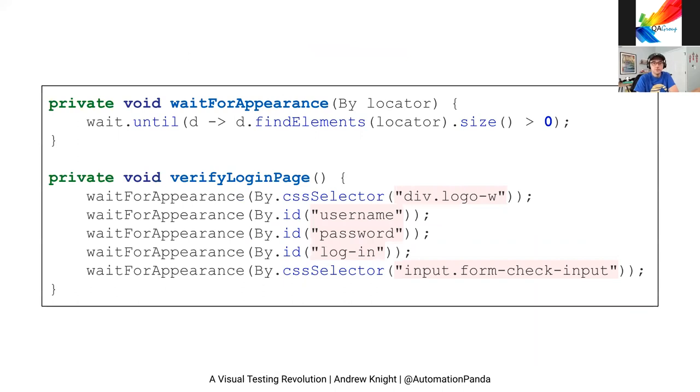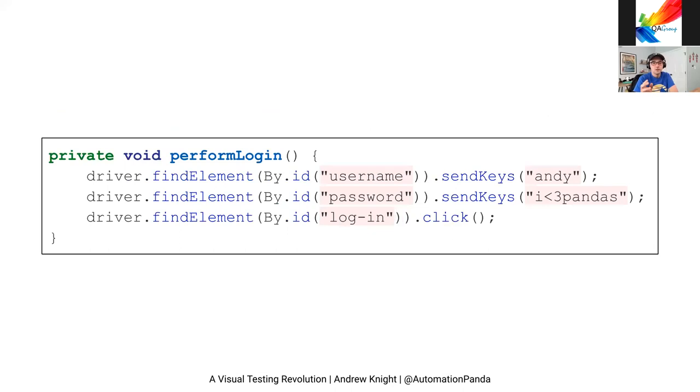The second method, verify login page, verifies the appearance of five critical elements on the page: the logo, username field, password field, sign in button, and the remember me checkbox. It waits for each of these elements to appear using a helper method named wait for appearance. The third method, perform login, enters a username and password, and then clicks the sign in button. So far, so good. Nothing too bad.